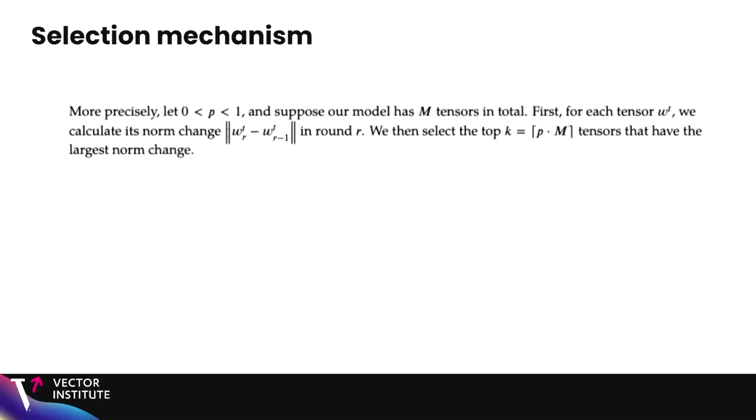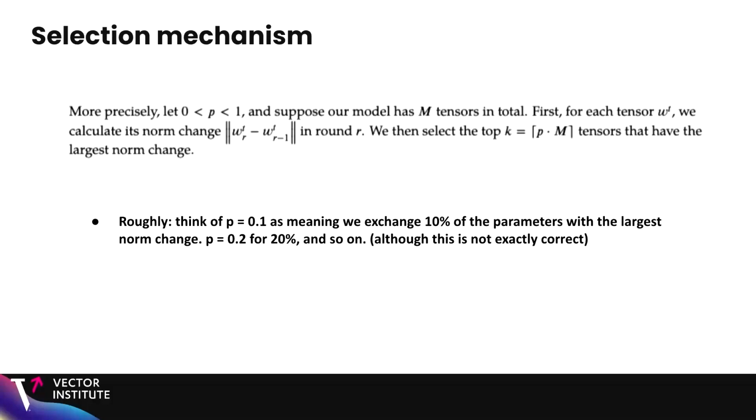Okay, so I'm going to get into a bit more detail in how the selection mechanism works. Here is the mathematical detail. Suppose we have a real number P between 0 and 1, and suppose our model is a neural network with capital M tensors in total. Then for every tensor, we calculate how much its norm has changed in each local training round and select the top P times M tensors that have the largest norm change.